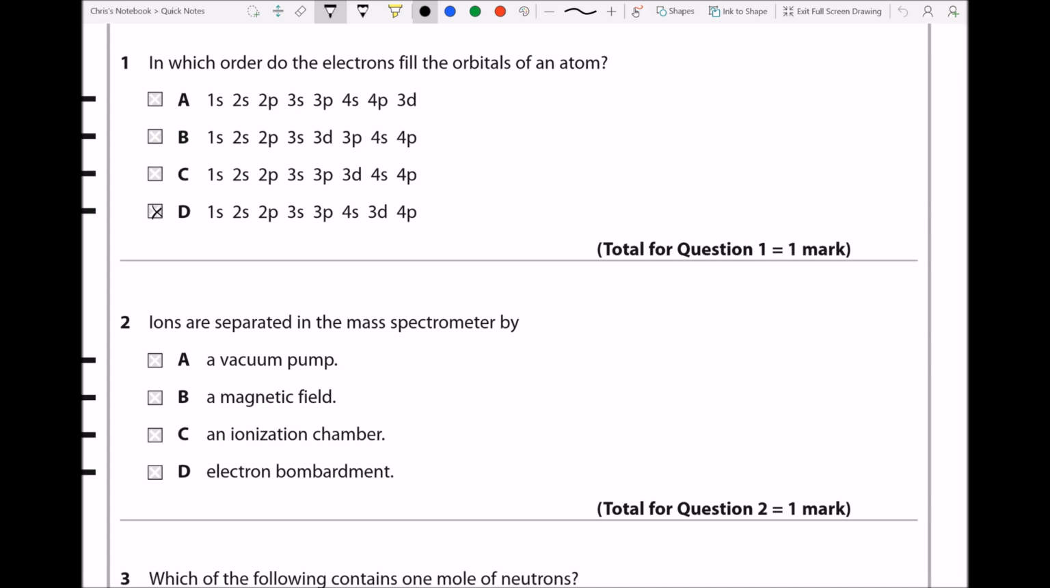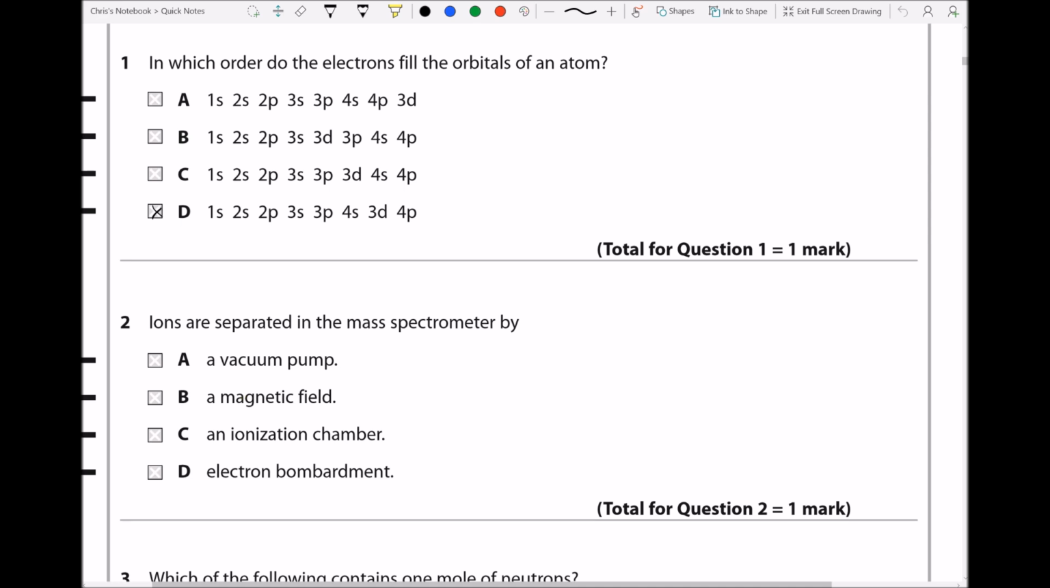Okay. Right, question 2. Ions are separated in the mass spectrometer by... So you need to know this. You've got different parts of the mass spectrometer. The vacuum pump, all that does is pull the ions through. It creates a vacuum and encourages them to move through the chamber without touching any other molecule. Because obviously, if it was full of air particles, then the ions could collide with the air. So it's definitely not A.